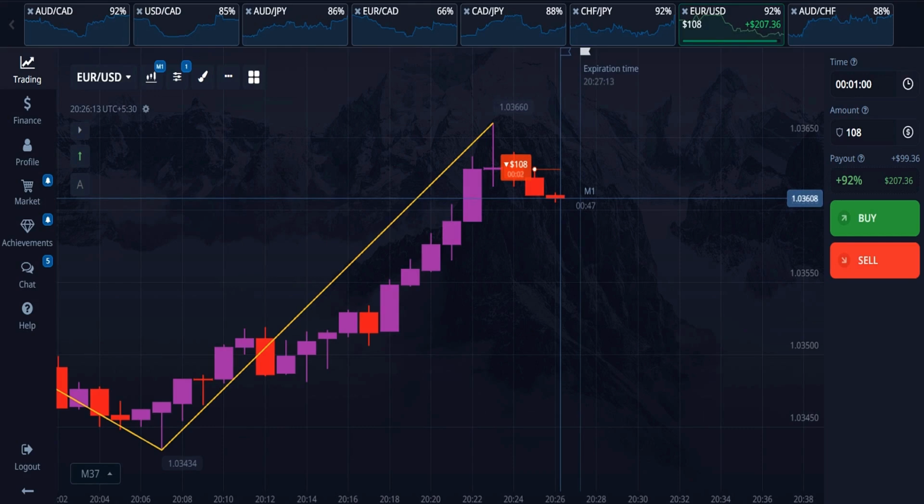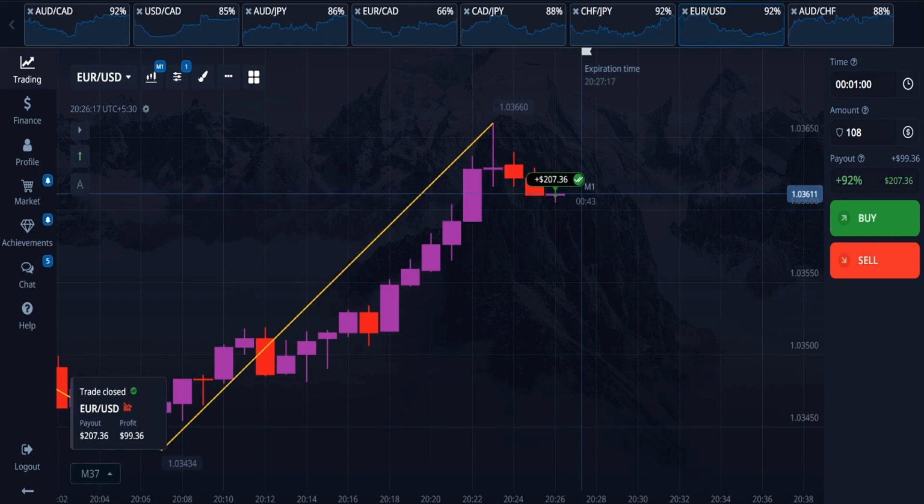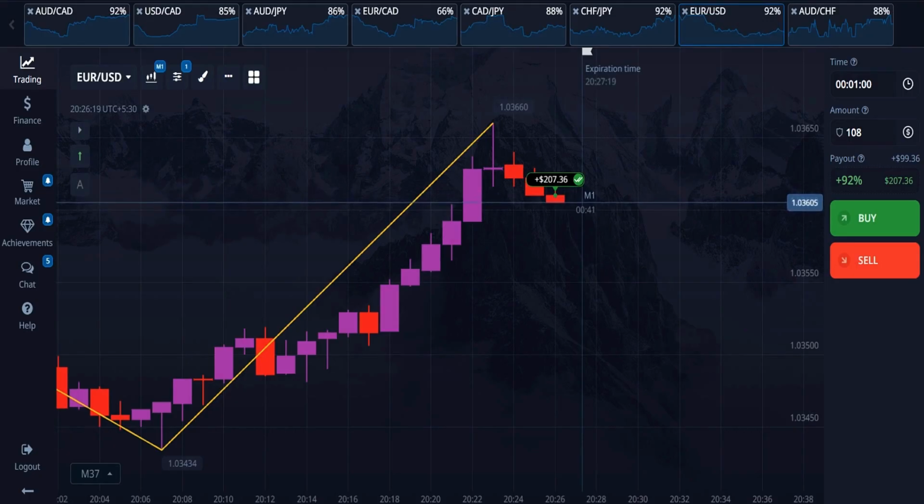Now let's wait for the trade result. And we won this trade. This is why following the strategy rules and waiting for the right setup is so important.